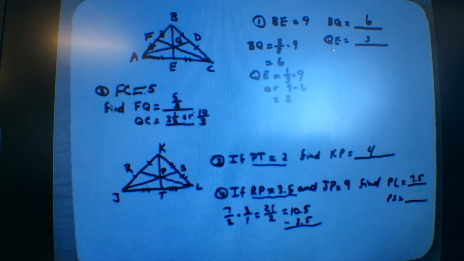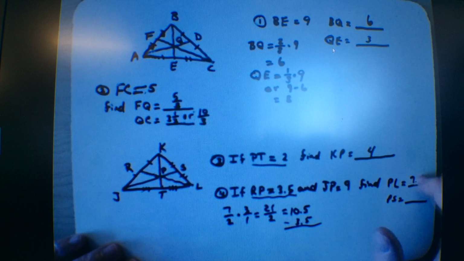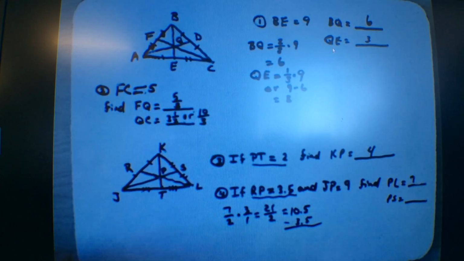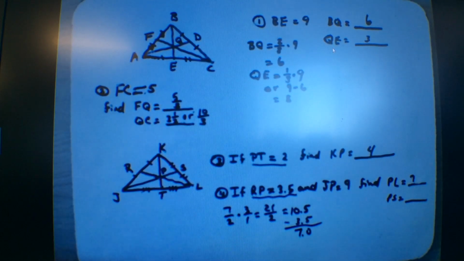All right, so would you find PS for me? Whole different problem. PS. Would it be just 7? Oh, yes, it would be. Thank you. No wonder you were struggling with that. If I would have actually done the subtraction instead of just winging it, I would have known that. JP is 9, right?